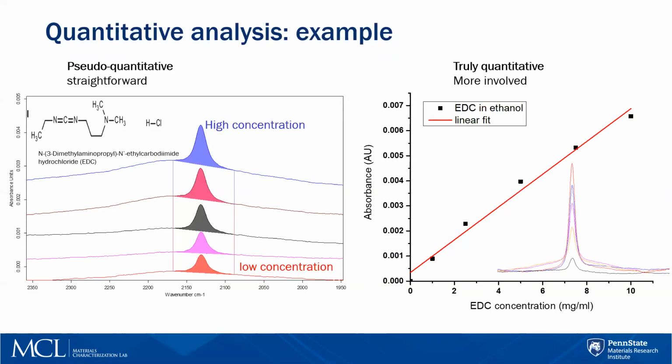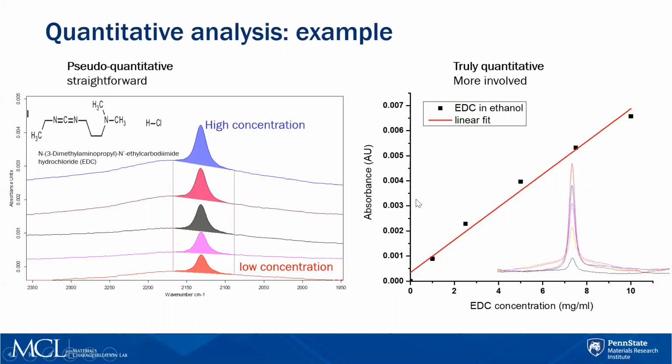And as a result, obtaining pseudo-quantitative information is relatively straightforward. And this is accomplished by directly comparing peak areas or absorbance values. So in this example here, the relative analyte concentration was determined by integrating the area of the peak. And a smaller peak area corresponds to low concentration, while a higher peak area corresponds to a higher concentration.